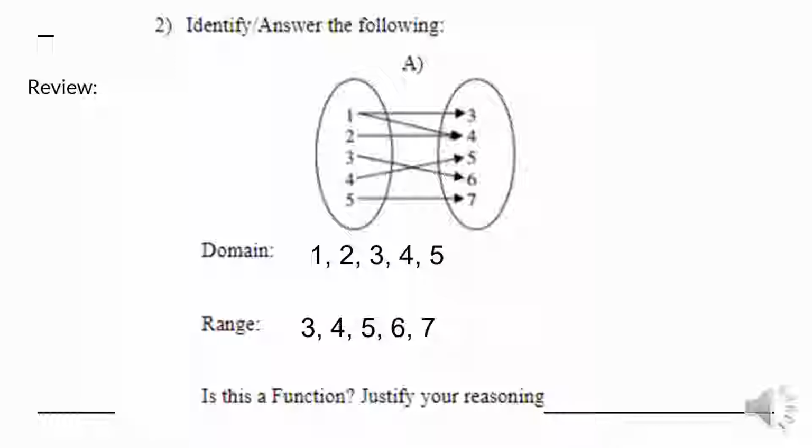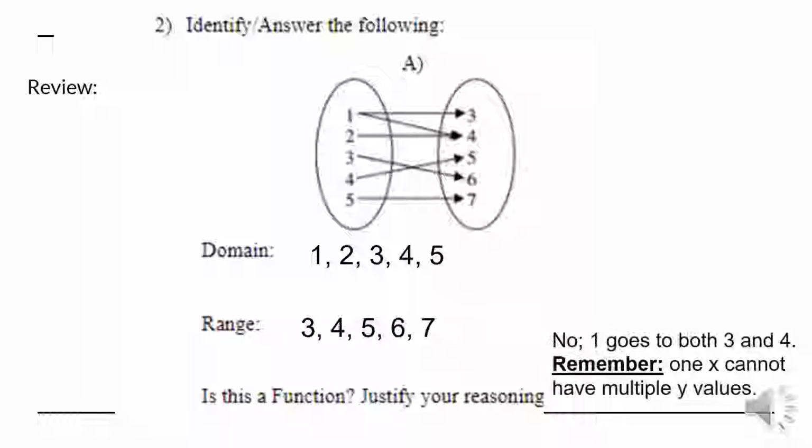But the last characteristic of a function says that you can't have one x go to 2 different y's. So that means that this thing cannot be a function because 1 goes to both 3 and 4. That would be the same as me having more than one birthday. Can't happen.